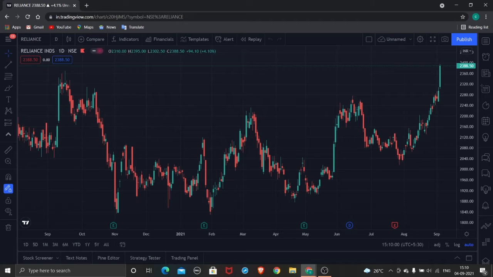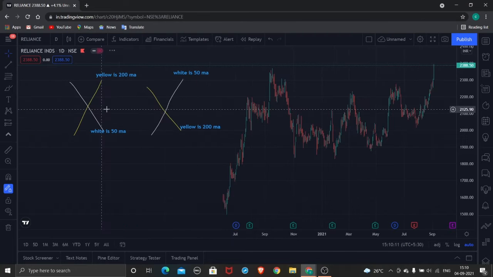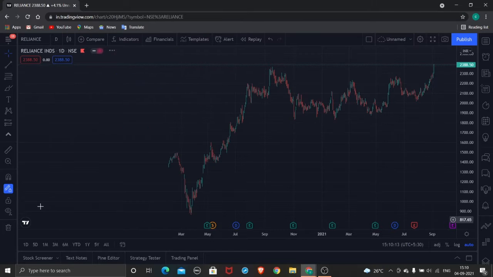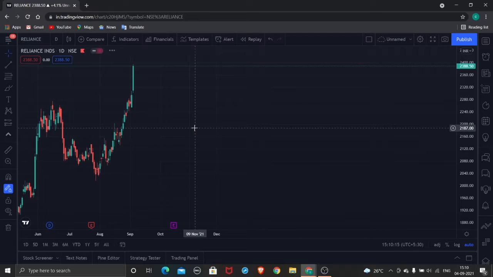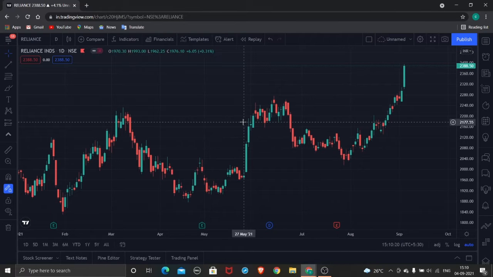As per today's part, we are going to have a brief look at what is meant by golden crossover, and we are going to back-analyze and describe what is meant by golden crossover. Let me just delete what I've drawn. Okay, now the chart is clean, and we are going to have a look at what is meant by golden crossover.